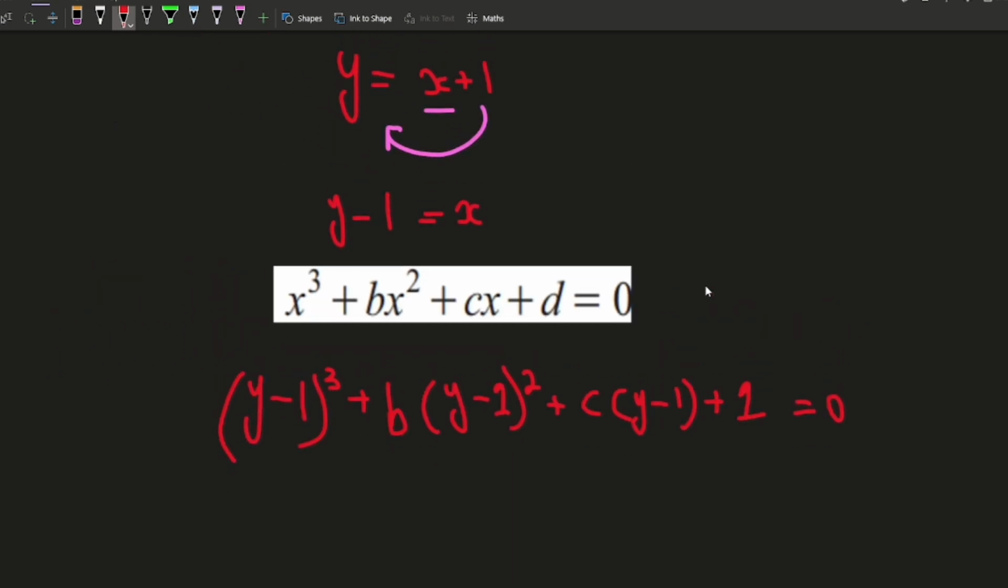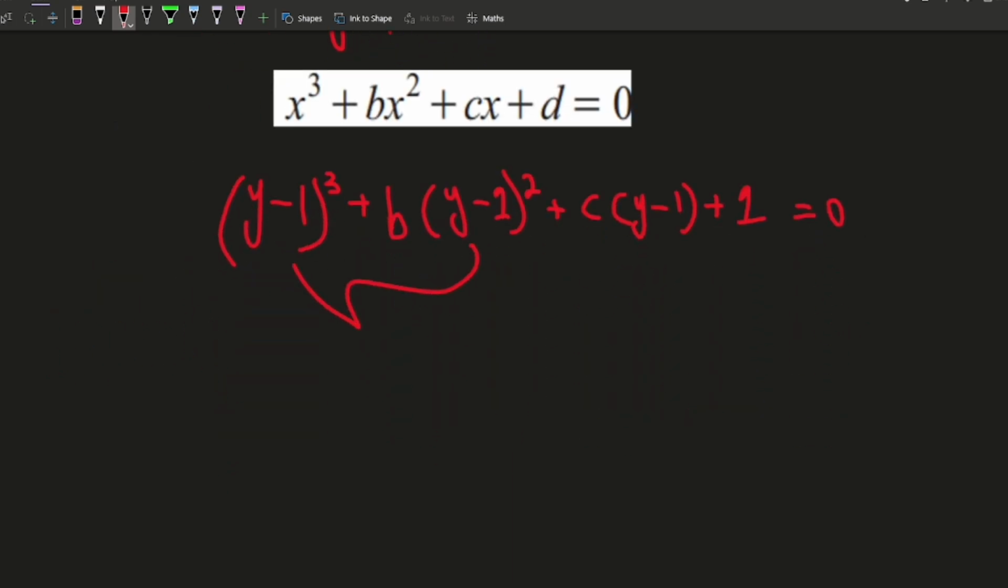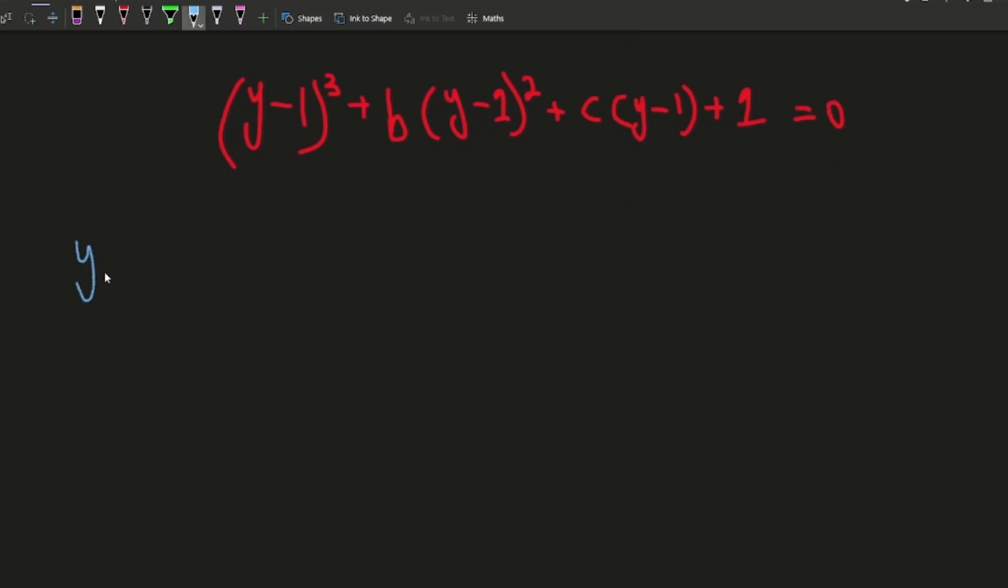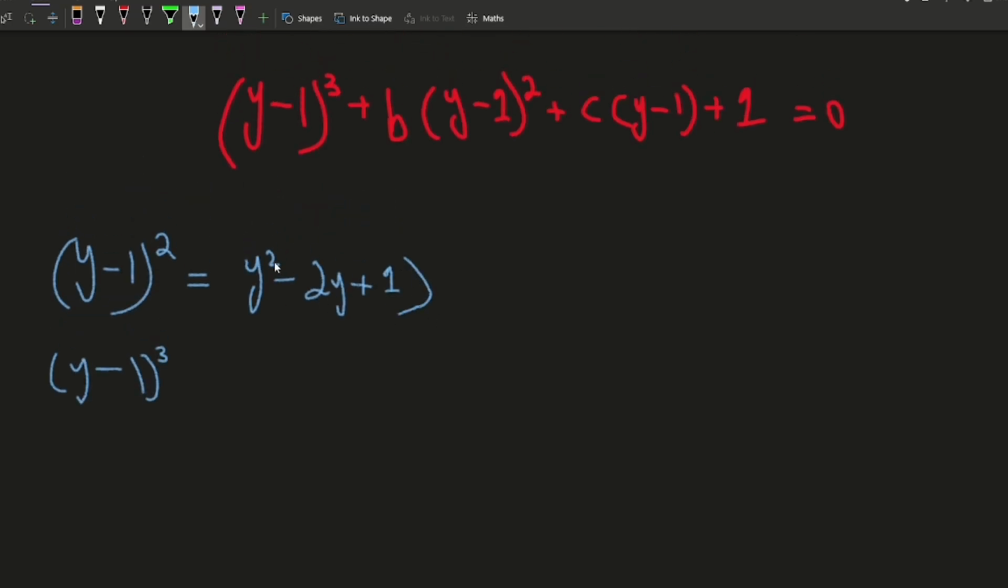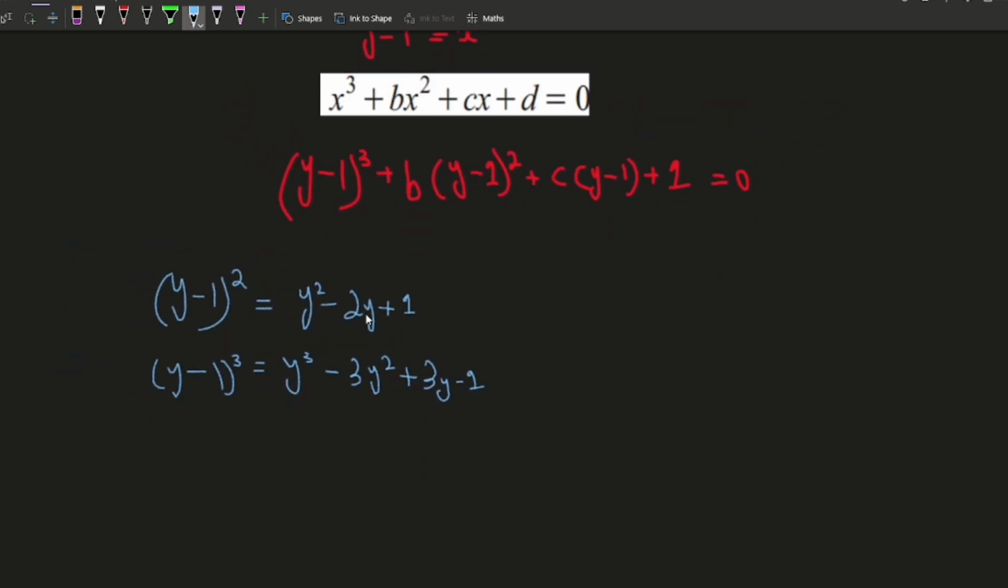Now let's simplify this by expanding these. So y minus 1 squared would be y squared minus 2y plus 1. And y minus 1 cubed would be basically this multiplied by y minus 1. So let's do that. We will end up with y cubed minus 3y squared plus 3y minus 1.